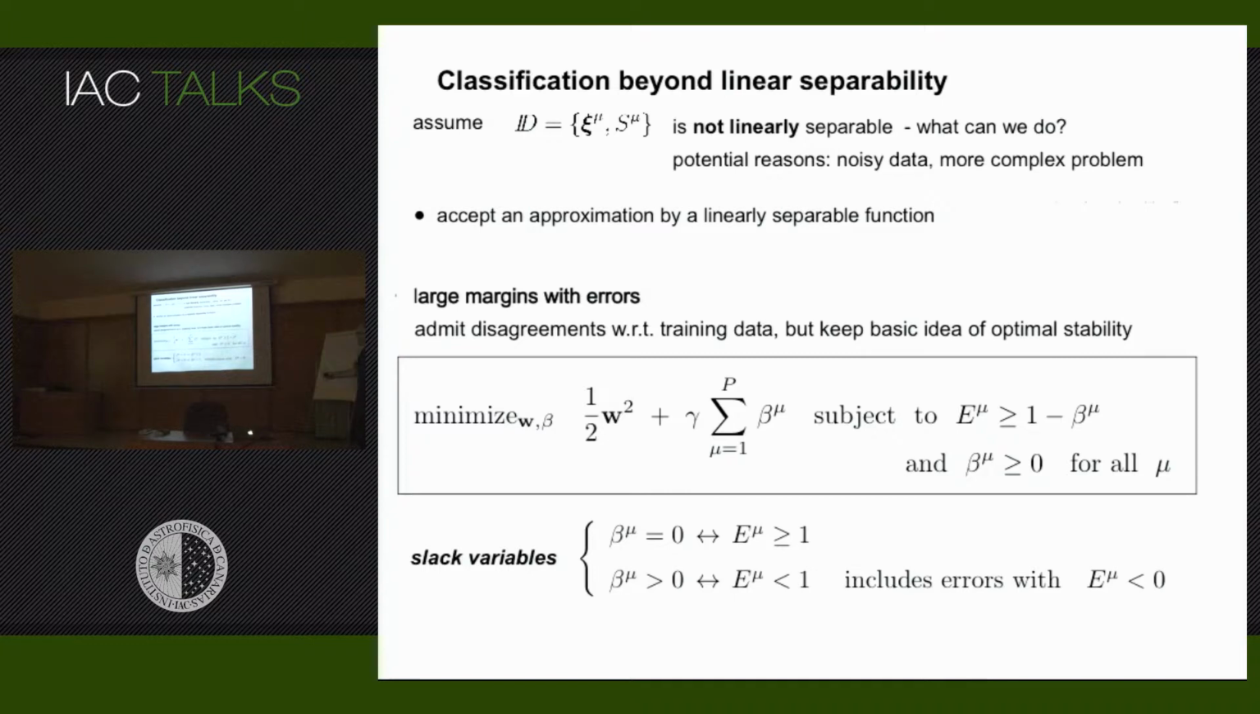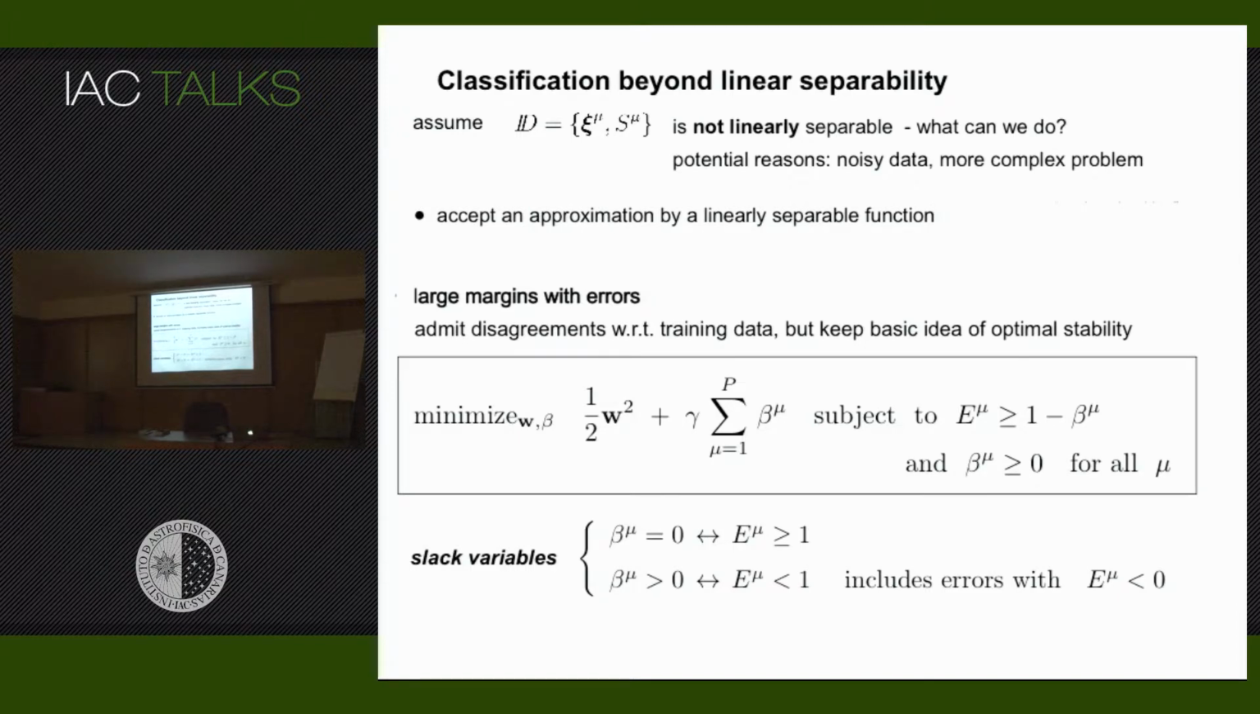Well, one strategy would be to stick with a linearly separable function as the solution, but approximate the unknown nonlinear function only by a linearly separable function. There are many strategies for doing that, and one would be to stick with the large margin idea of the maximum stability, but allow for errors. I will only briefly present this. So we will admit disagreements with the training data, because we know that we cannot enforce 100% correct agreement. There is no version space for that data set. But we keep the basic idea of optimal stability.